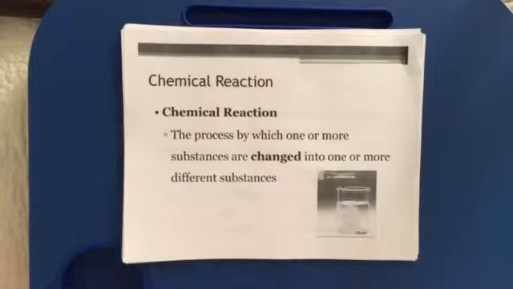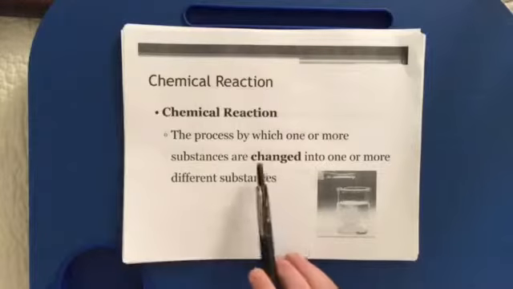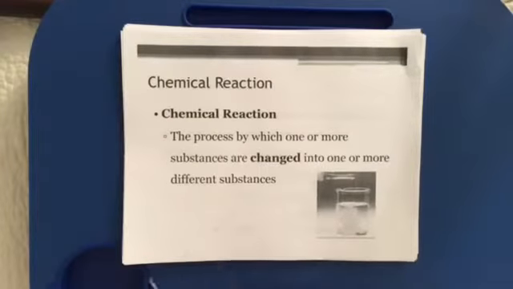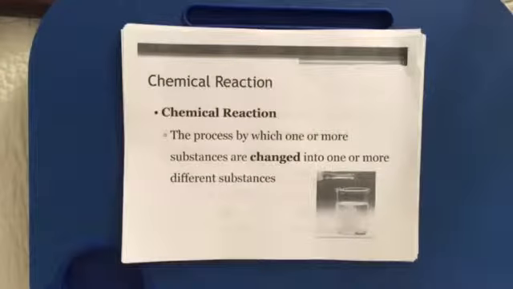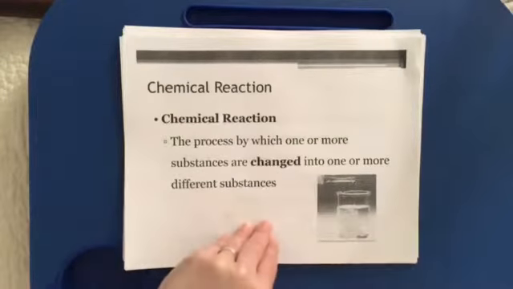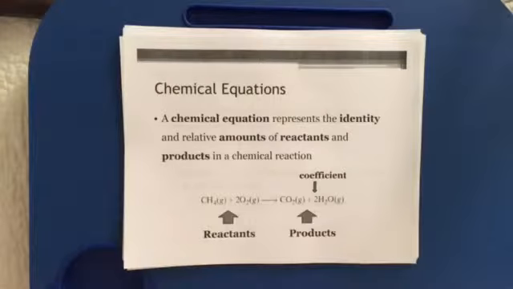Chemical reaction, we talked about this when we talked about chemical changes, but it's a process by which one or more substances are changed into one or more different substances. And so the key here is that there's a change happening that's actually changing the substance from one substance to something completely new. A chemical equation represents the identity and relative amounts of reactants and products in a chemical reaction.